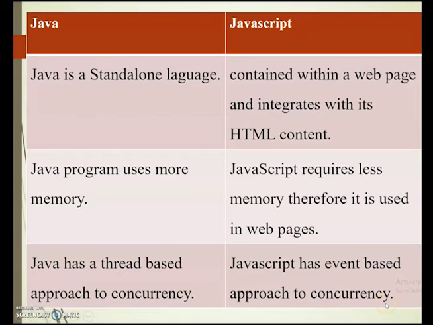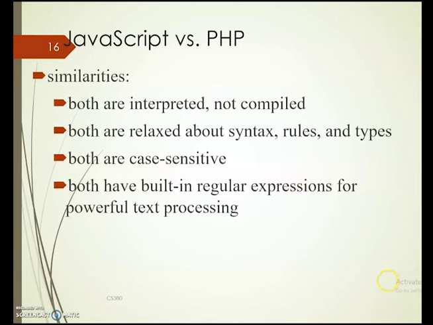Java is a standalone language. JavaScript is embedded with HTML code, contained within a web page, and integrates with its HTML content. Java programs use more memory and JavaScript requires less memory, therefore it is used in web pages. Java has a thread-based approach to concurrency and JavaScript has an event-based approach to concurrency. These are the main differences of Java and JavaScript.